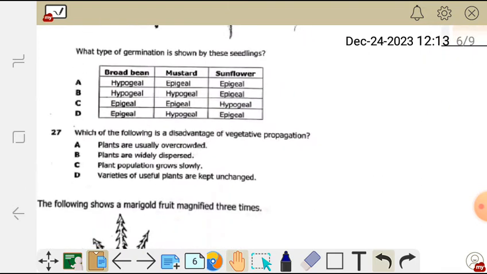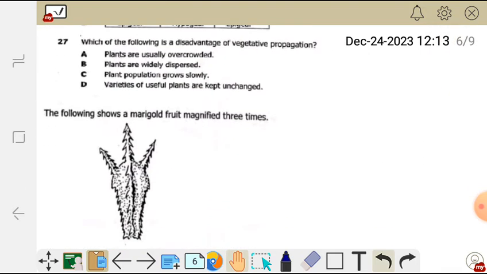Question 27. Which of the following is a disadvantage of vegetative propagation? A, plants are usually overcrowded. B, plants are widely dispersed. C, plant population grows slowly. D, varieties of useful plants are kept unchanged.